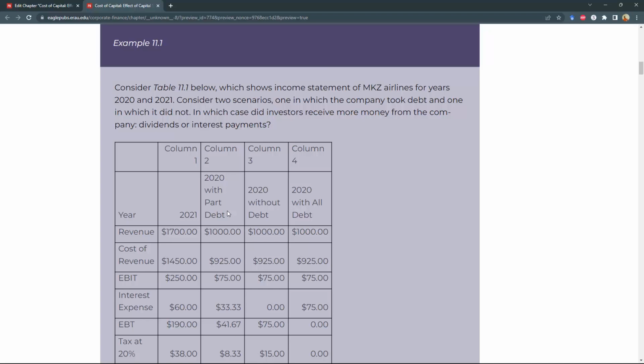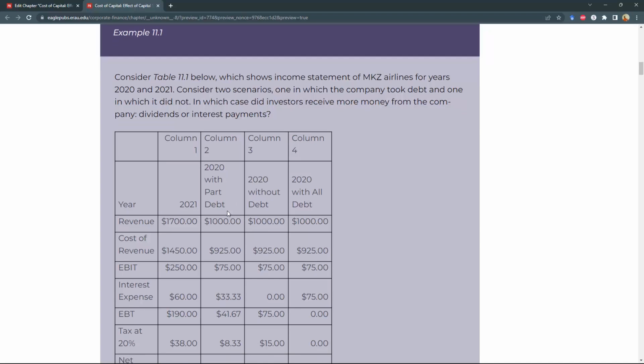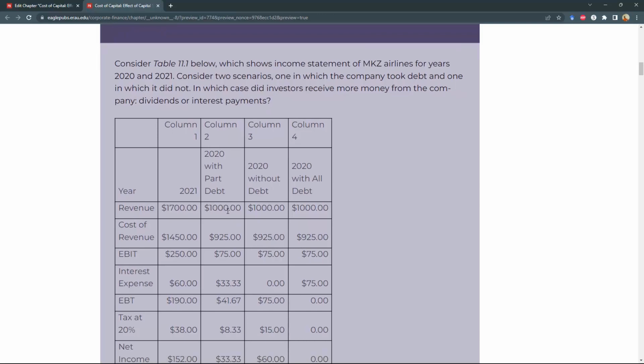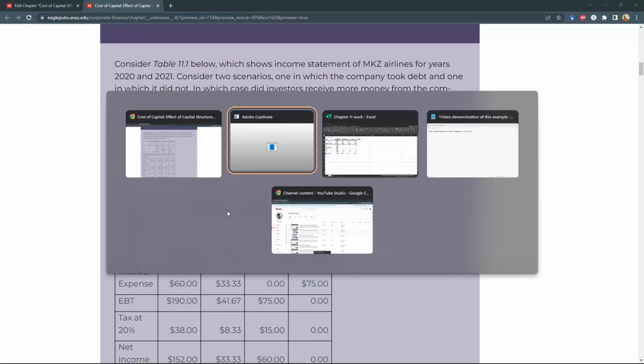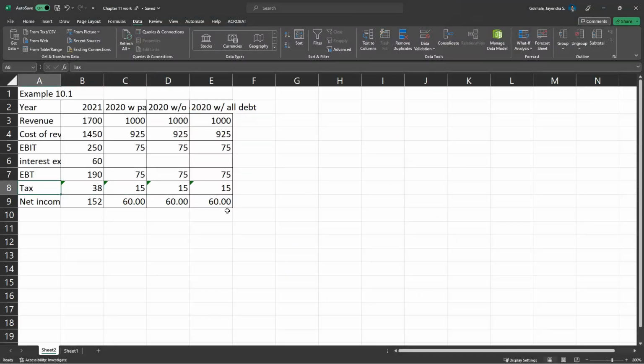Example 11.1. Consider table 11.1 below, which shows the income statement for MKZ Airlines for the years 2020 and 2021. Consider two scenarios, one in which the company took on debt and one in which it did not. In which case did the investors receive more money? Now we're talking about equity investors versus debt investors of the company, dividends or interest payments. So, from the equity investors' perspective versus the debt investors' perspective, I've already copied these numbers onto here.